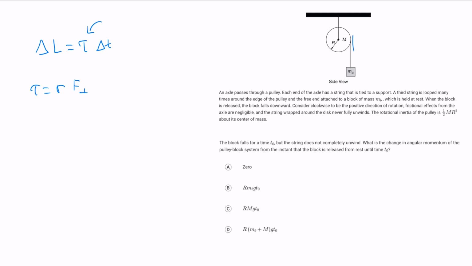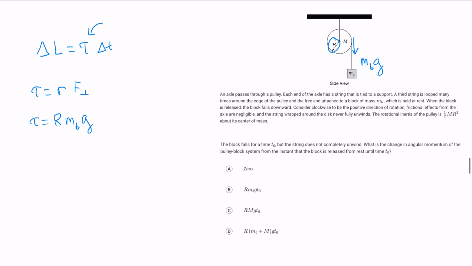What I mean is this force here is definitely tangent downward, and this force is actually due to gravity. So that force is going to be m sub b times the acceleration due to gravity. We know what the force is, and it's tangent, so we can say it's perpendicular, so we don't need any trigonometry. If the distance from the axis of rotation is capital R, then the torque is going to be equal to R times m sub b g, g being the acceleration due to gravity.